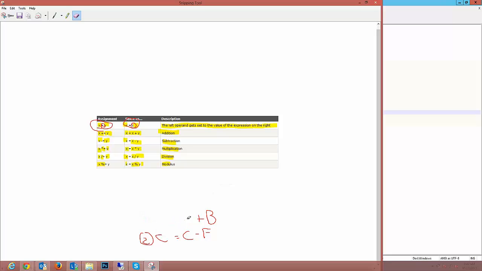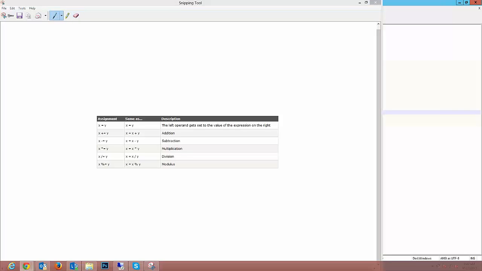Just gonna clean this up. Okay. So that is how you look at operators in general. Clean this all up. Okay, so it just shows you how to use the different assignments.